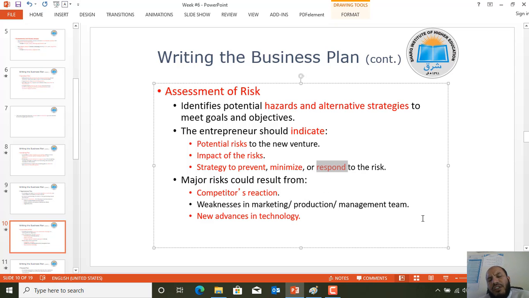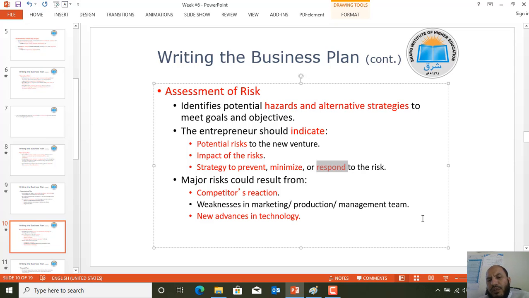So dear students, in simple words we may say that we should assess the risk and we should develop the plan for the risk for our businesses. So what we will do, we will identify the major risks and the alternate strategies to cope with the risk, to minimize the risk and to meet the business objectives and goals.